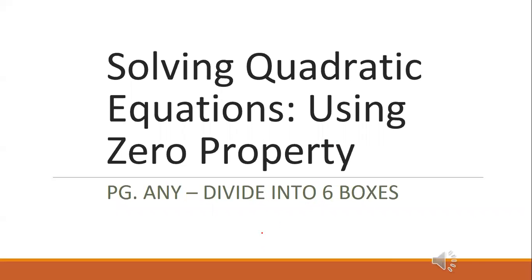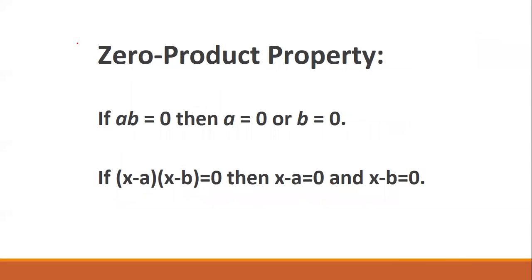But yeah, so we are on page 99 in our handy dandy notebook. And so, solving quadratic equations using the zero property. This is 5.6a. All right, so zero product property.